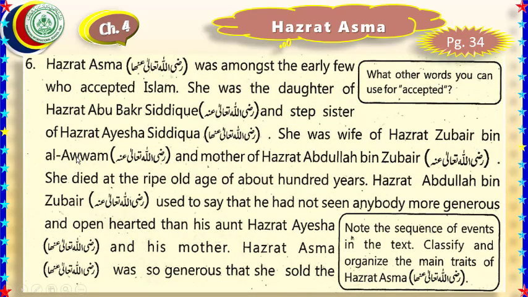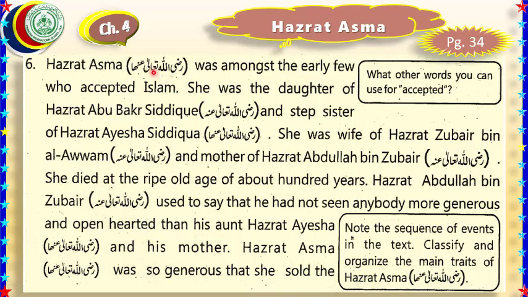Yes, students, this is the next paragraph, and the question for this paragraph is, what other words can you use for accepted? The next question is, note the sequence of events in the text, classify and organize the main traits of Hazrat Asma. Let us read the question.